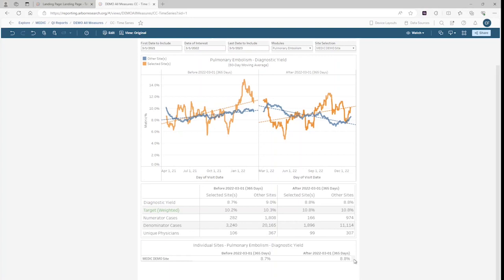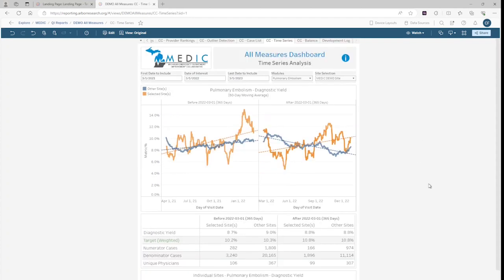You don't see a ton here because you just see the demo site data. It's sort of like this artificially created data. But for you, you'll actually see all your selected sites broken out if you have multiple sites selected, and you'll be able to see a before and after diagnostic yield. And again, if you hover over any of these elements, it'll give you some information about the specific element. I would encourage you to play with this a lot because it will really give you some good information about how the rate of a particular metric has changed over time.